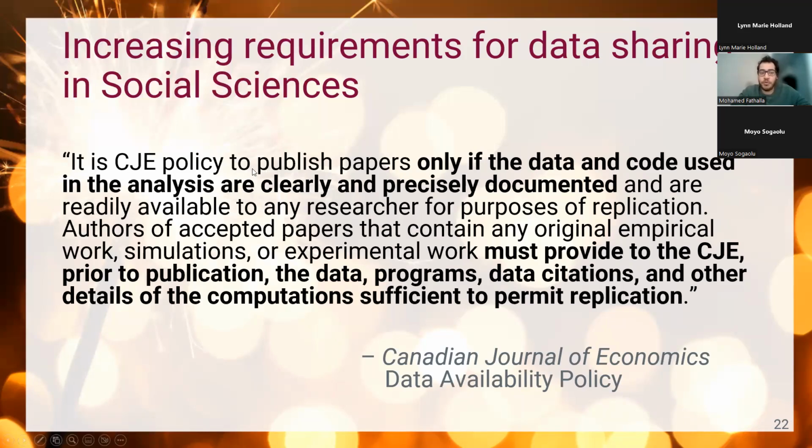it's CJE policy to publish papers only if the data and code used in the analysis are clearly and precisely documented and are readily available to any researcher for purposes of replication. Authors of accepted papers that contain any original empirical work, simulations, or experimental work must provide to the CJE prior to publication the data, programs, data citations, and other details of the computations sufficient to permit replication.